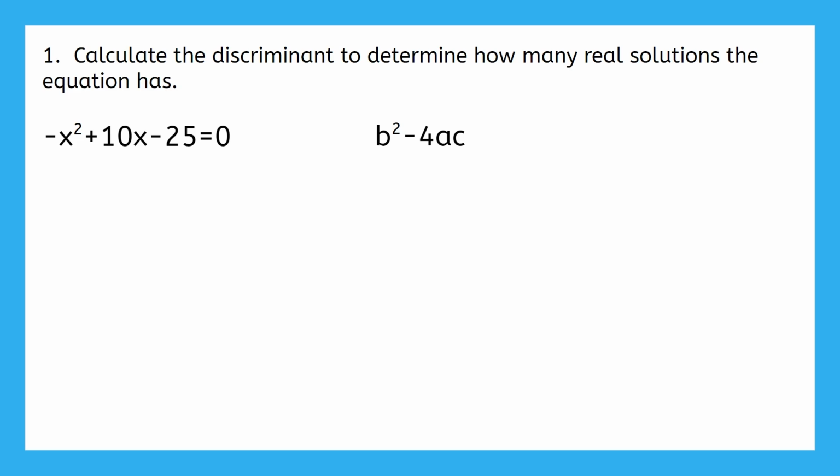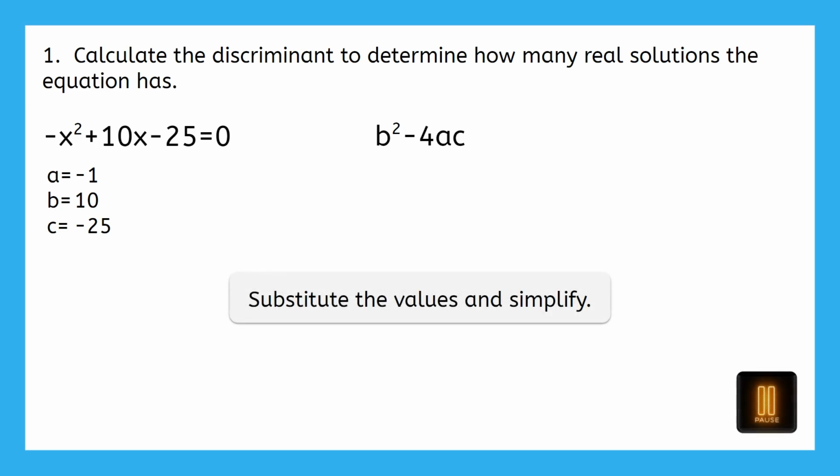Just like when using the full quadratic formula, the first thing we need to do is determine what our a, b, and c values are. Take a moment to identify the a, b, and c values for this equation. In this case, a is negative 1, b is 10, and c is negative 25. Pause here to substitute the values into the discriminant and simplify.